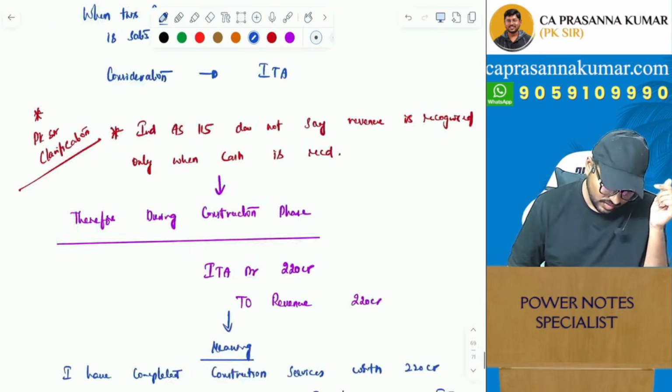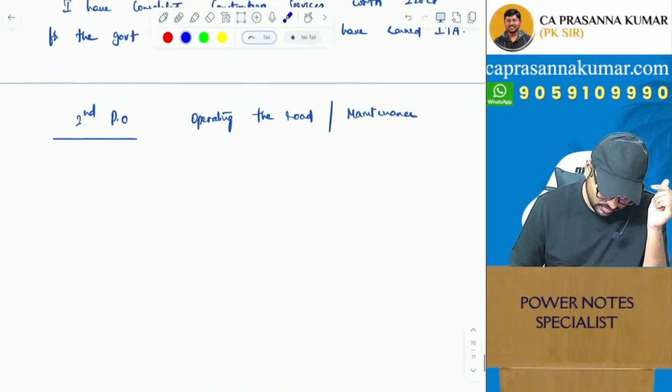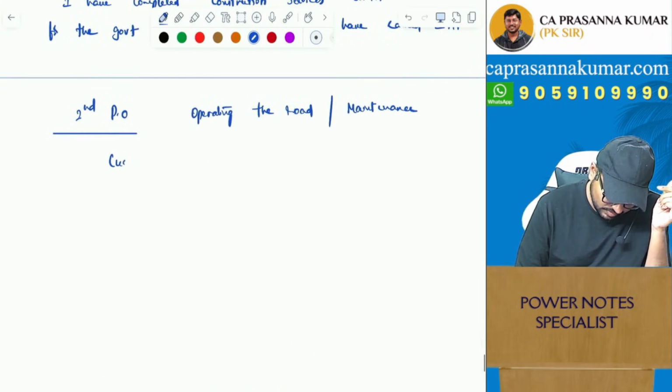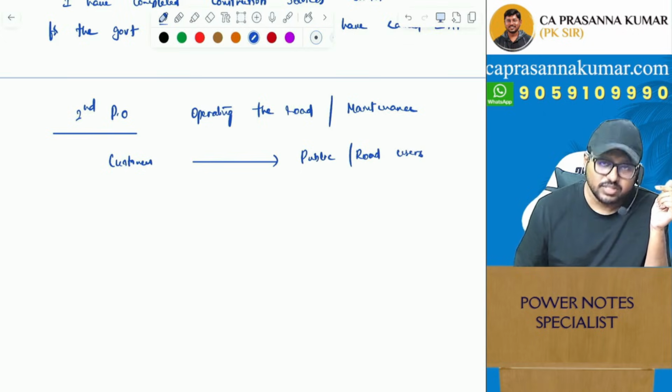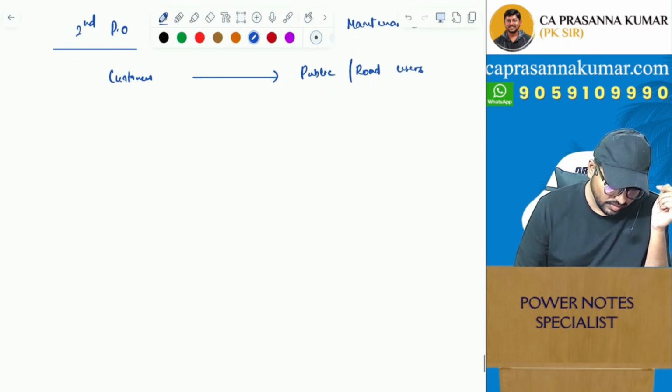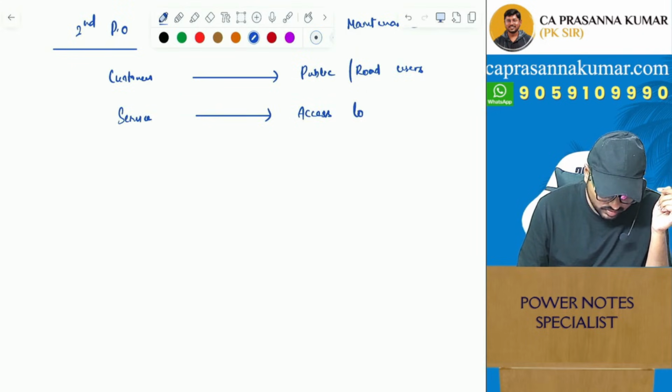Correct? We'll go in the same flow. So first PO is construction service. Now, who is the customer in this case? Tell me. Public. You can also call them road users, not the government. Please try to understand this. Okay. What service are you providing? Access roads or highway. Or you can also call them roads.